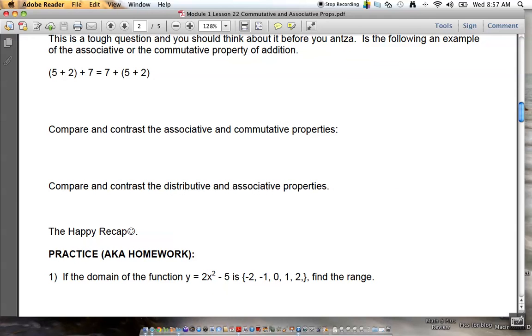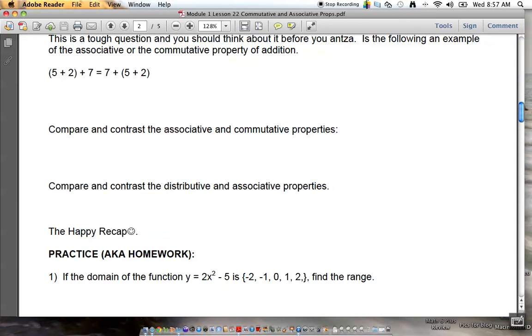Commutative, associative. How many vote for associative? How many vote for commutative? It's commutative. Why is it commutative and not associative? Look. What changed? The 5 plus 2 is still together. In the associative property, you change who you're being grouped with. Here, the 2 and the 5 stay grouped together. What's changed is it was the 5 plus 2, then plus the 7, then it becomes the 7 plus the 5 plus 2. So since what's in the parentheses did not change, it is not associative, it's commutative.